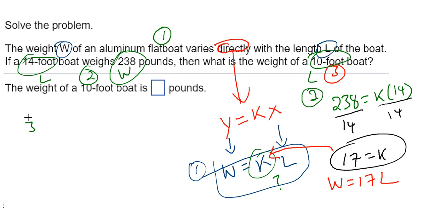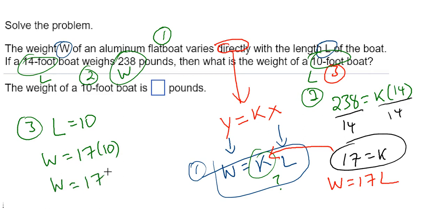So let's just have some more space over here. Let's do level 3 over here. So L is equal to 10. We can plug that into this formula here. We'll plug in 10 for L, and we get that W is equal to 170. So that would be 170 pounds, right? Okay. And so that's how these variation problems all work.